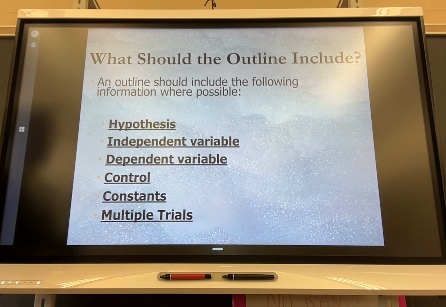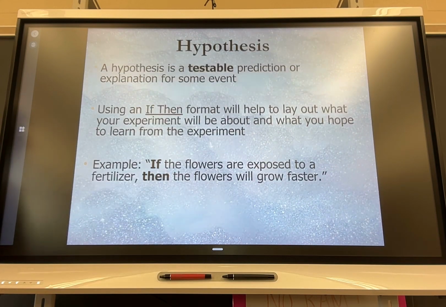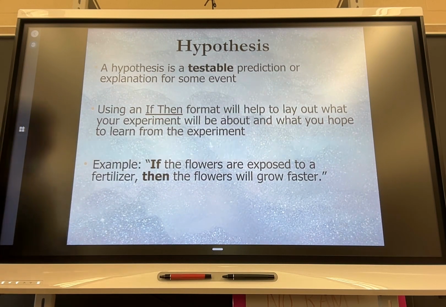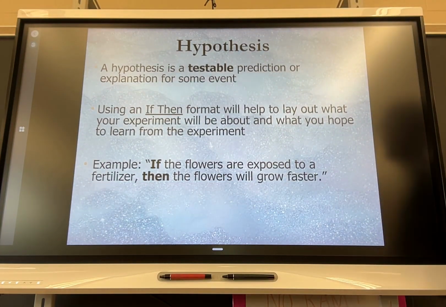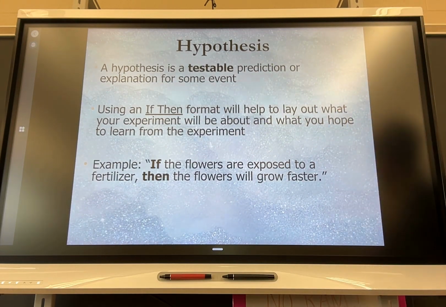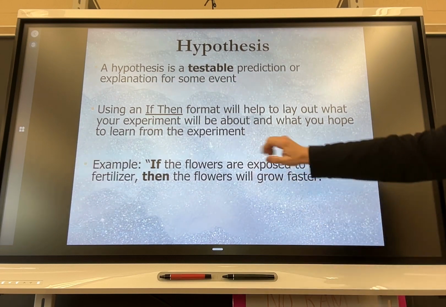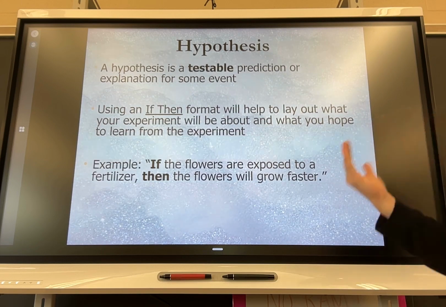So an outline for an experiment should have the following: a hypothesis, an independent variable, a dependent variable, a control group, constants, and multiple trials. So hypothesis, like we said before, is a testable prediction or explanation for some sort of an event. Typically, when we do it in class, I like to use the if-then format for hypotheses. So this helps you to lay out what you are testing and what your expectations are going to be for the experiment. So for example, if the flowers are exposed to fertilizer, then the flowers will grow faster.